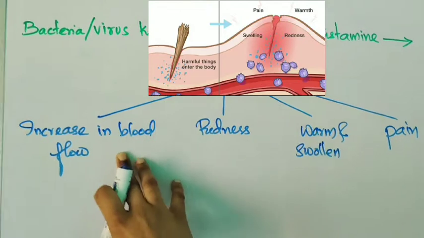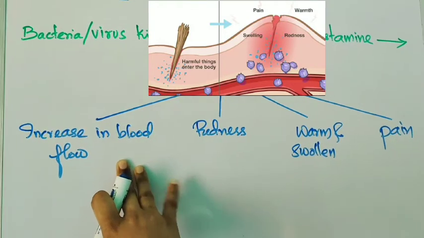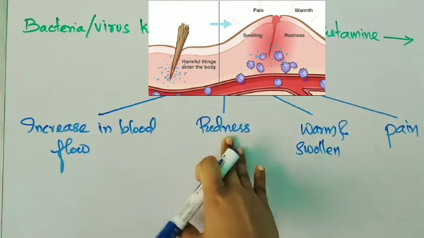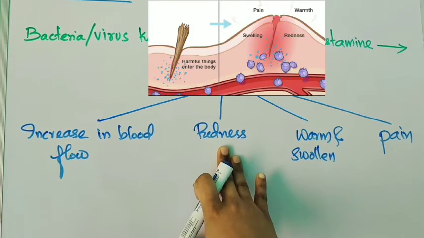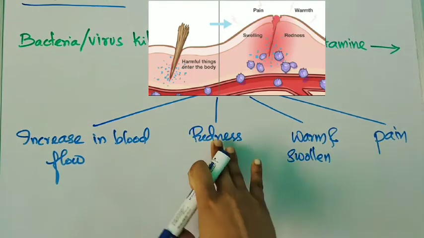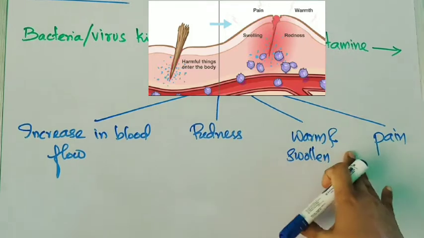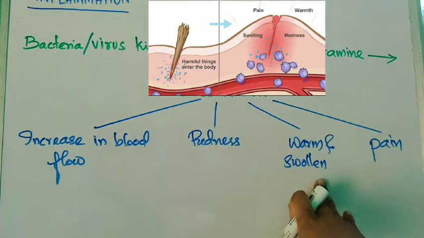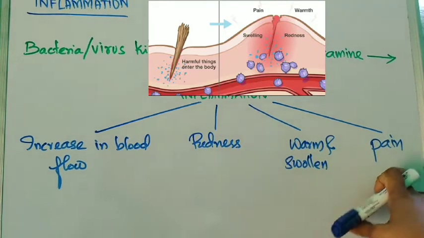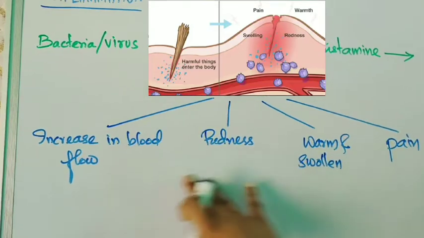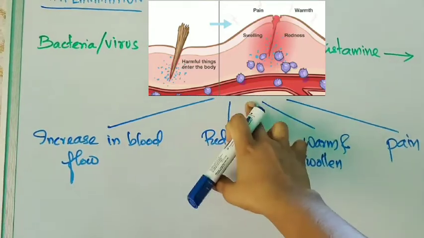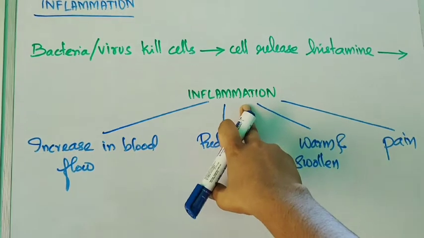So there is increased blood flow towards the infected area, and after some time redness can be observed. That region after some time becomes very warm and also swollen, and there will be pain. All these are part of inflammation or the inflammatory response.